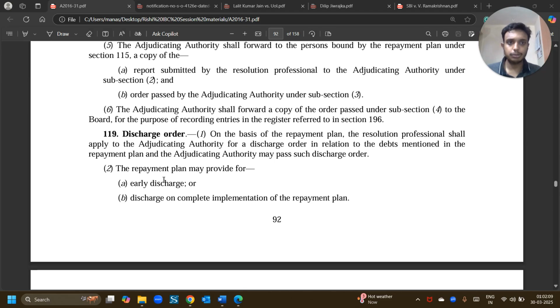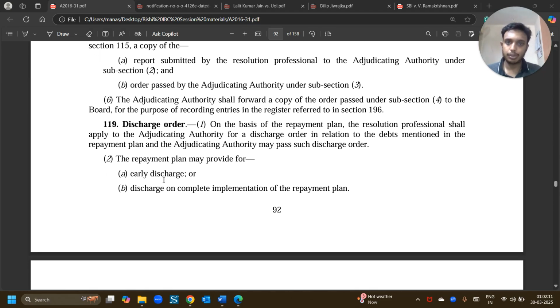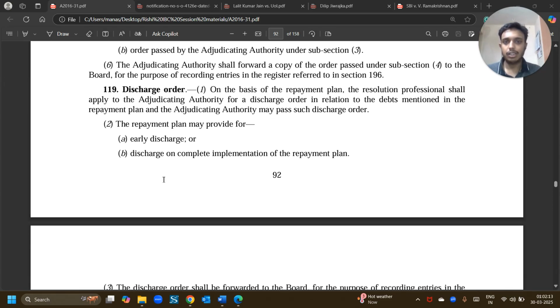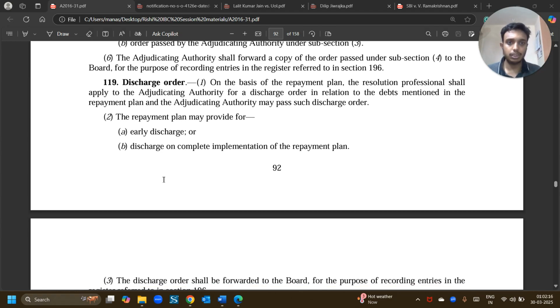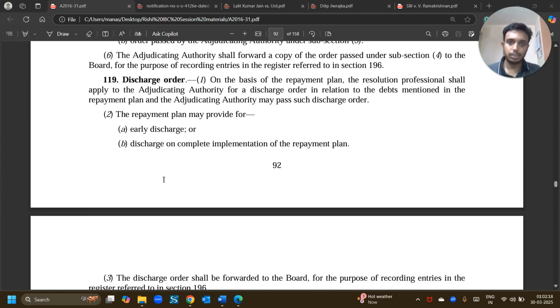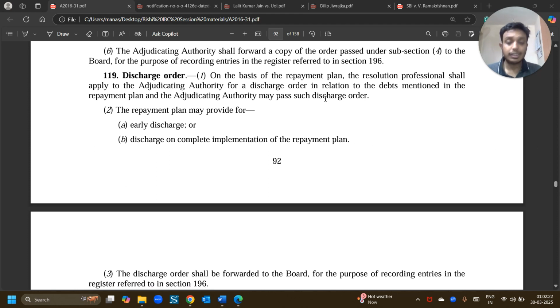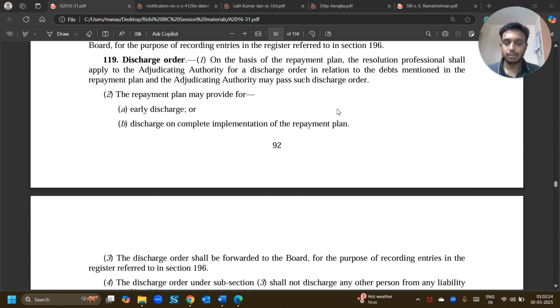The adjudicating authority shall forward to the persons bound by the repayment plan the RP's report and its order. And a copy of all of this will also be given to the IBBI for the register as provided under section 196.